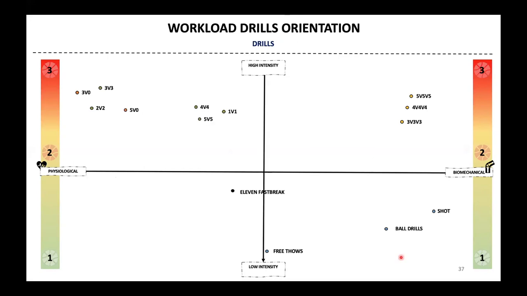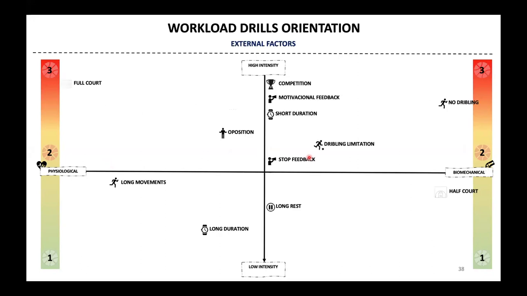If we see this scatter plot, we can see the most used exercises by our coach, and on the left we see the exercises with more metabolic orientation, and on the right exercises that provide more biomechanical demands. But we have several external factors that could make an exercise go from the left to the right.